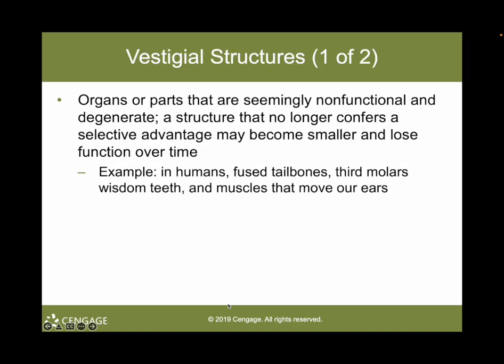And then on to vestigial structures. Vestigial structures are organs or parts of organs that are seemingly non-functional and degenerate. Comparative anatomy reveals these vestigial structures, and many organisms contain organs or parts of organs that seem to be the case. Vestigial structures are remnants of more developed structures that were present and functional in ancestral organisms.